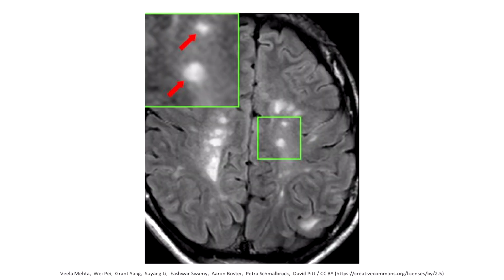Here's an image of an MRI showing periventricular plaques in a patient with multiple sclerosis. We can see the plaques indicated by the red arrows. Again, these are areas of demyelinated oligodendrocytes, as well as reactive gliosis. All right, now that we've covered some of the information, let's review with a question.